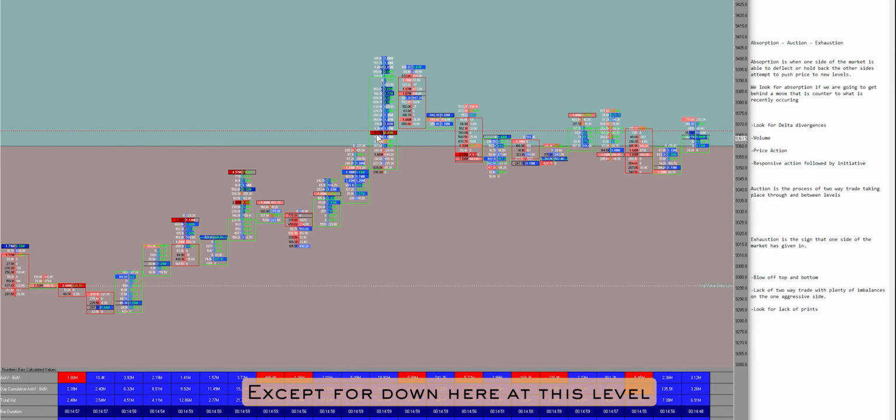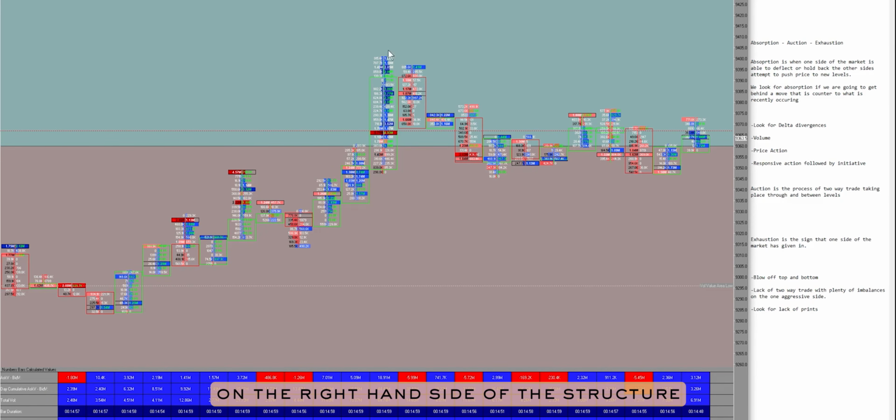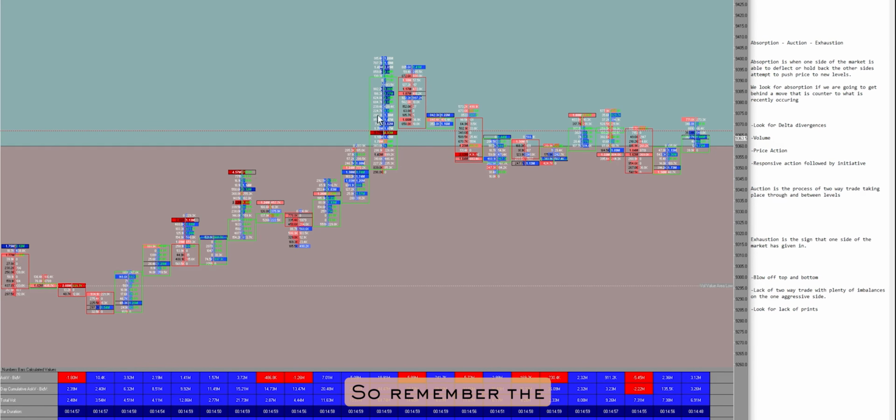Except for down here at this 9,365 level, you're looking at total imbalances on the right-hand side of the structure, which is great to carry us through, but you want to see that the passive buyer is following this up. Because an active buyer in this case is not just going to lift us to new highs without the order book following this up. So remember, the order book has to follow price up. This has to go bid in order for it to stay strong.